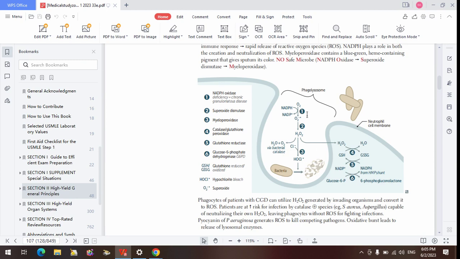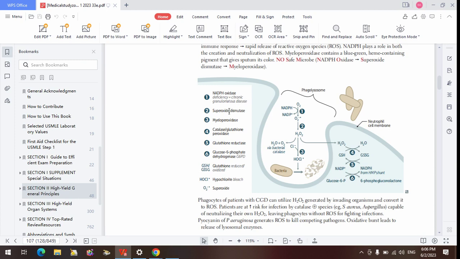So the first one, oxygen is converted to superoxide by NADPH oxidase. The superoxide is converted to hydrogen peroxide by superoxide dismutase. The hydrogen peroxide is combined with chloride, and the reaction is catalyzed by myeloperoxidase to form hypochlorite. Hypochlorite degrades the bacteria and the bacteria dies. Okay, so we said that deficiency of this NADPH oxidase is called chronic granulomatous disease.